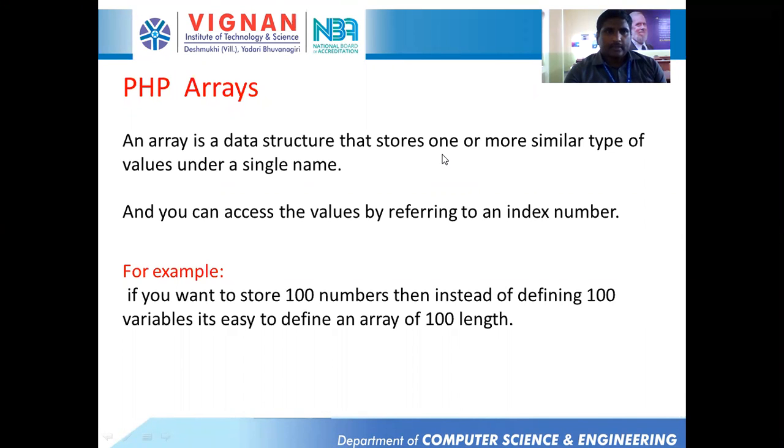PHP arrays. An array is a data structure that stores one or more similar types of values under a single name, and you can access values by different index numbers. So for example, why are we using an array? If you want to store 100 numbers, instead of creating 100 variables, you define an array of length 100, so that the programmer can work in an efficient manner.